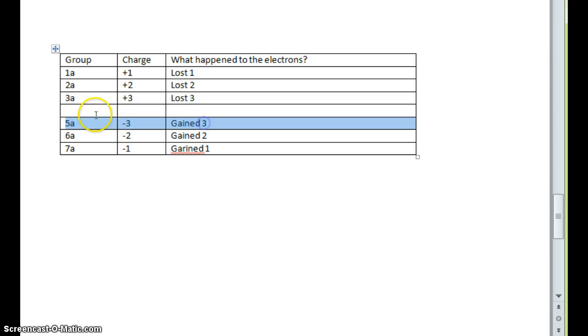Group 5, remember we're skipping group 4 because they're sharing. We're going to talk about sharing later. Group 5 has a negative 3 charge because it gained 3 electrons. Group 6 has a minus 2 charge because it gained 2 electrons. And group 7 has a minus 1 charge because it gained 1 electron. Why does it do this? To get a full outer shell and be stable. Okay, again, I know it's a lot of information, so please come see me if you'd like some help with this. That's what I'm here for.